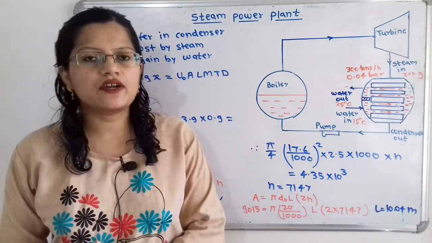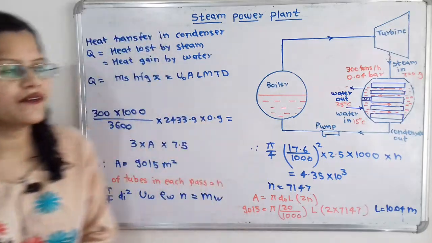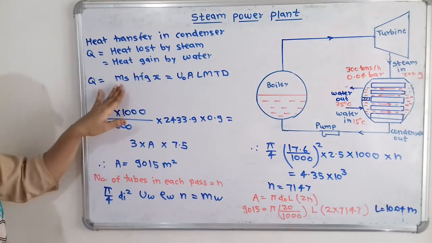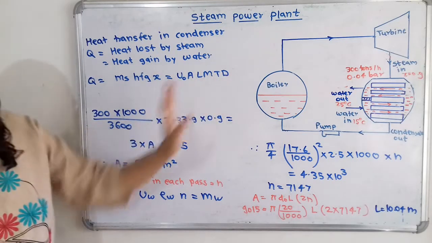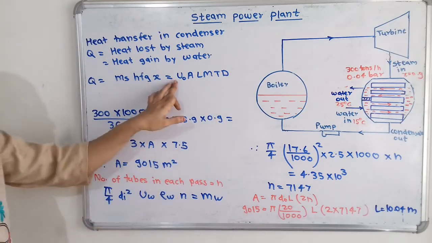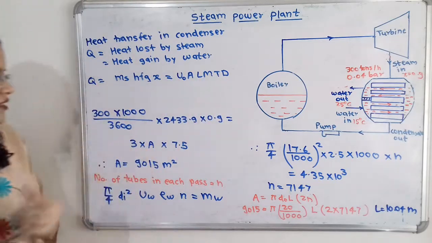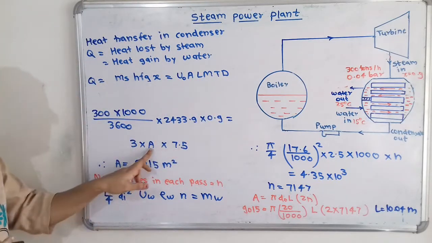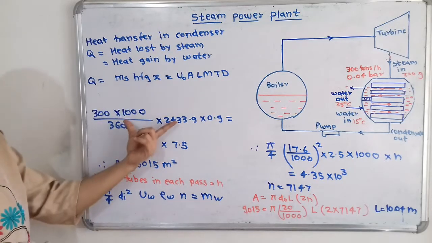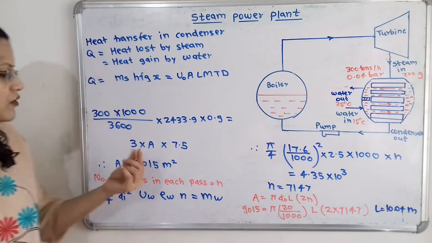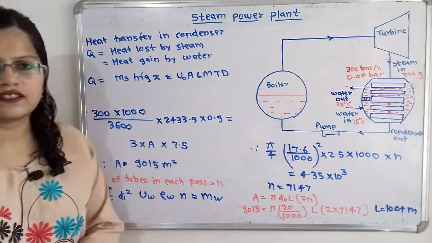Now we will find out the total surface area of the tubes. For that we will apply the formula Q is equal to m_s h_fg x, which is equal to U A LMTD. The overall heat transfer coefficient U is given, and the LMTD we have calculated. When we put in the values, we will find the value of A. This m_s h_fg x, we already know the value. So what is the surface area? That is 9015 meters square.